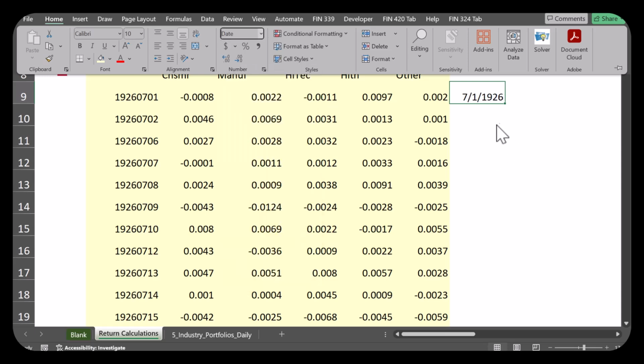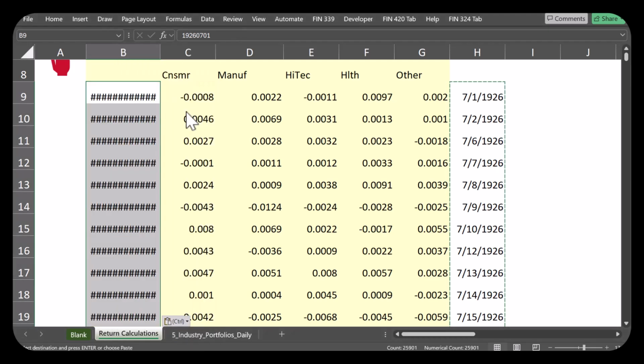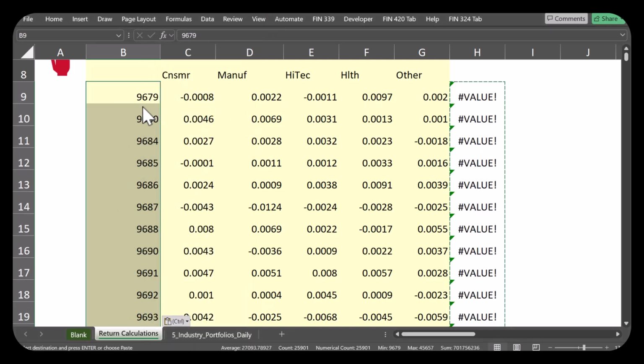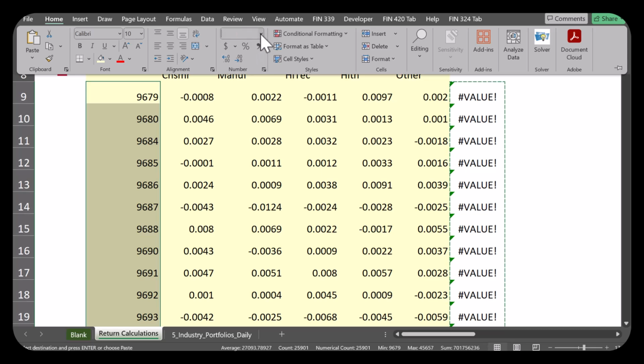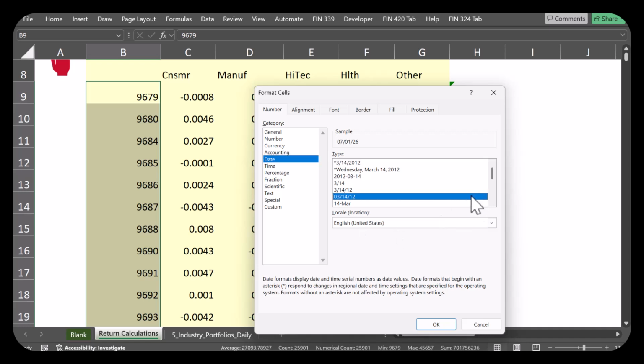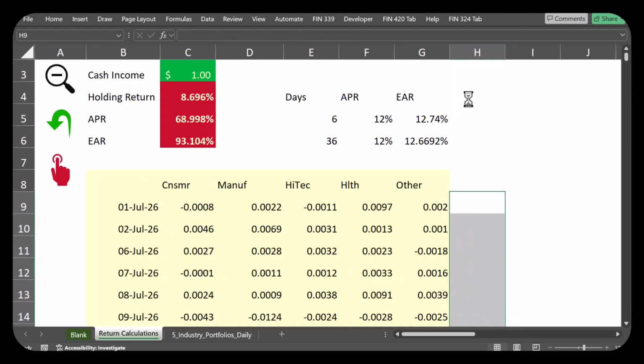Then I'm gonna copy these and paste the values here. Oops, not formats. And make these things properly date formatted, and get rid of these things. So these are daily returns to portfolios of these sectors, okay? They're evaluated since July 1st, 1926. So that's a lot of data.